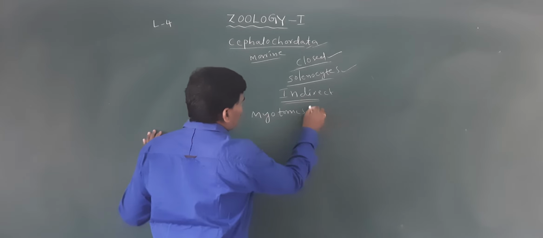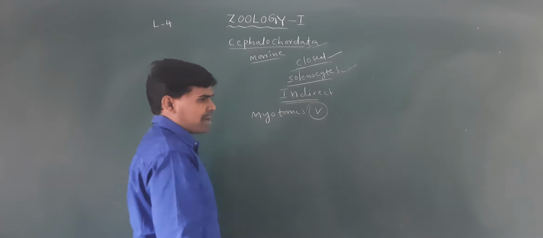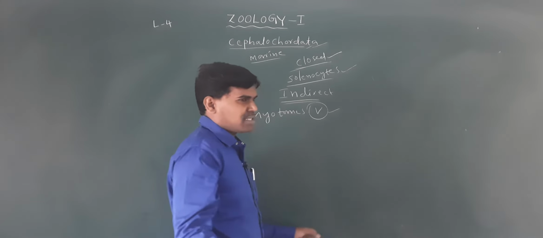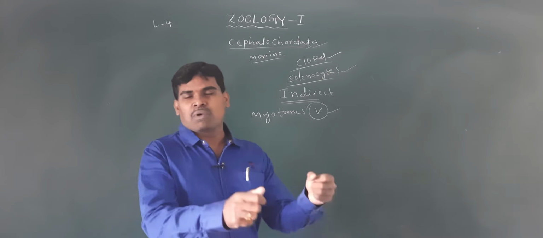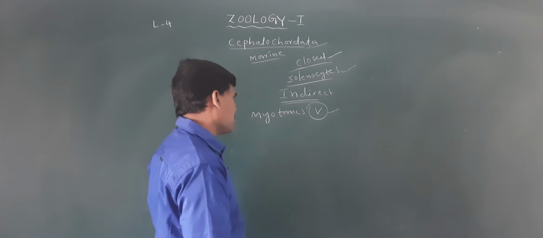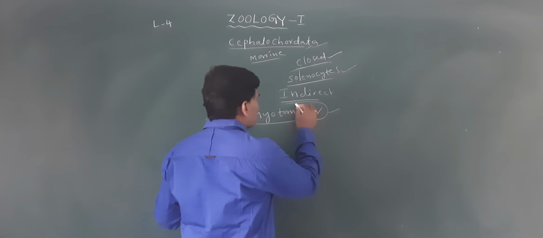Myotomes, V-shaped myotomes. The V-shaped myotomes contract and relax to help locomotion from one place to another.